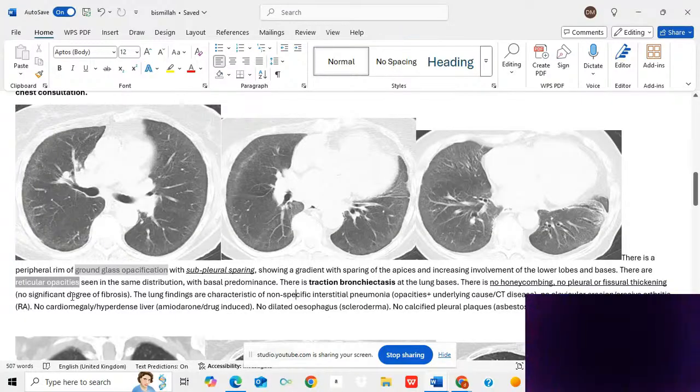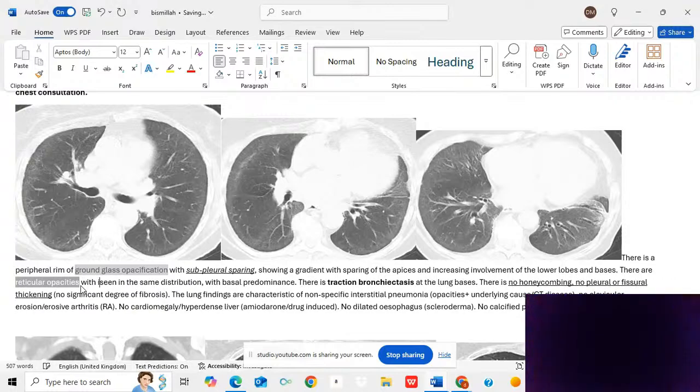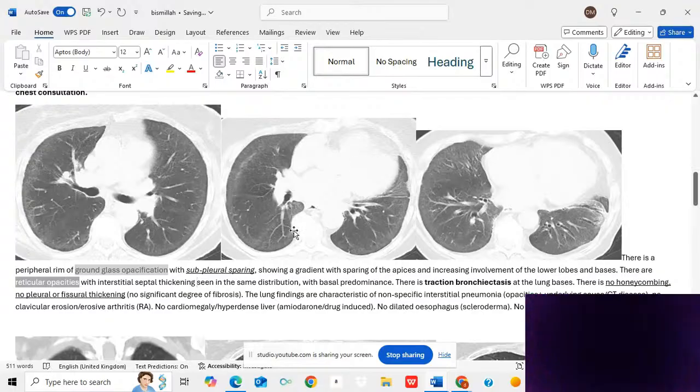Okay, evidence of reticular opacities. Can you see these white lines? This is the reticular opacities. Usually, the reticular opacities will cause interstitial septal thickening. Okay, reticular opacities with interstitial septal thickening. So the second feature is reticular opacities, as you can see, interstitial septal thickening.